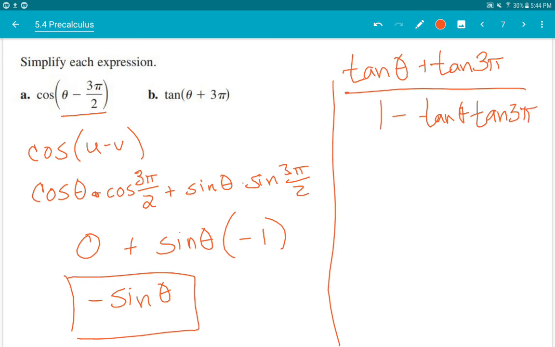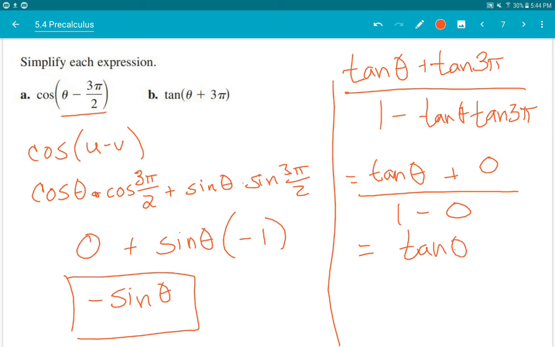All right, so we just need to go ahead and figure out what this is going to be equal to here. Okay, so we have tangent theta plus, now tangent of 3 pi. 3 pi lies outside of the unit circle, I guess, but again, just find the coterminal angle, so that's going to be 0 over 1 minus 0. So you're going to get tangent theta over 1, and that's going to be tangent theta.